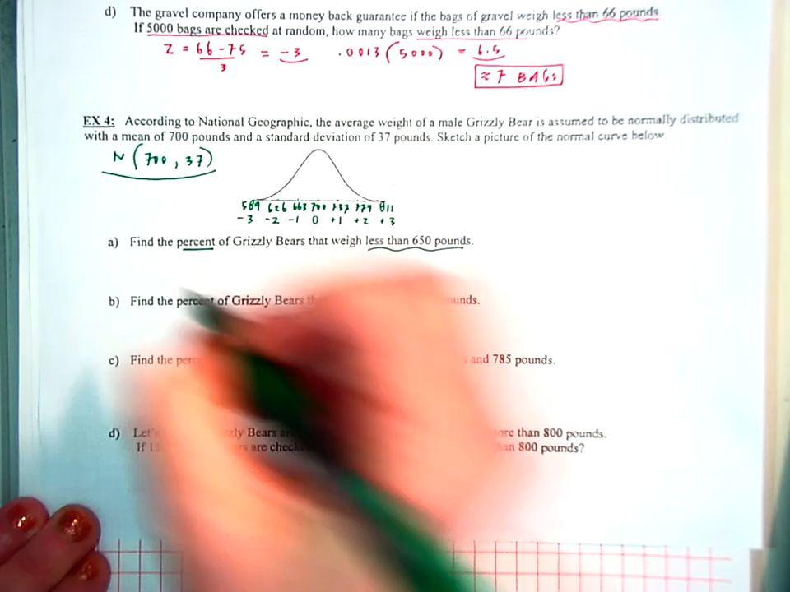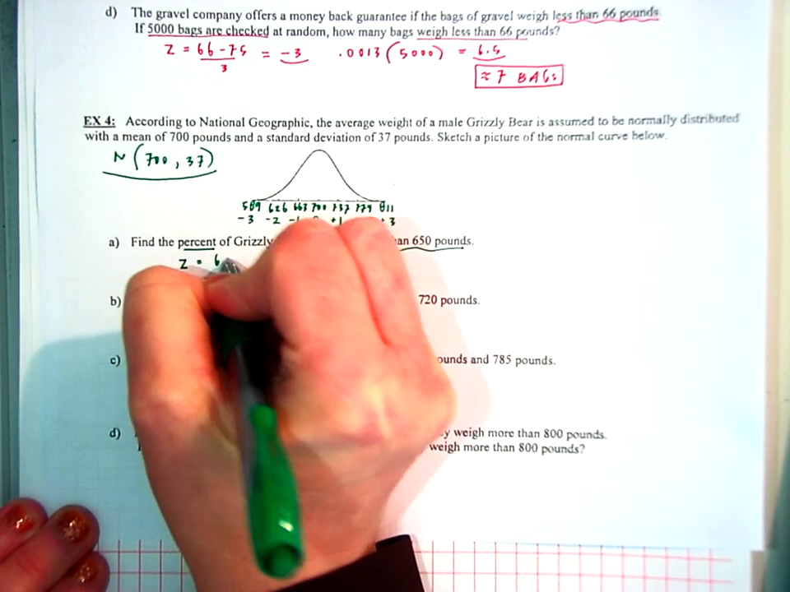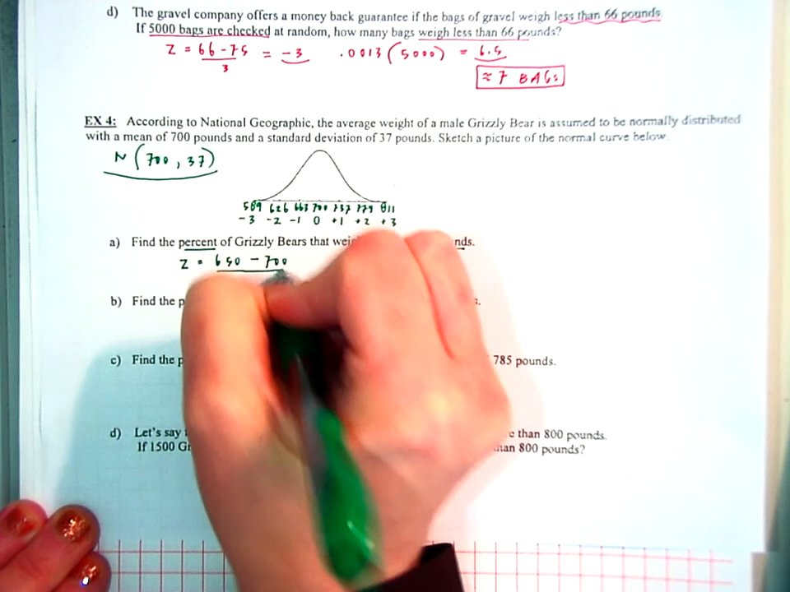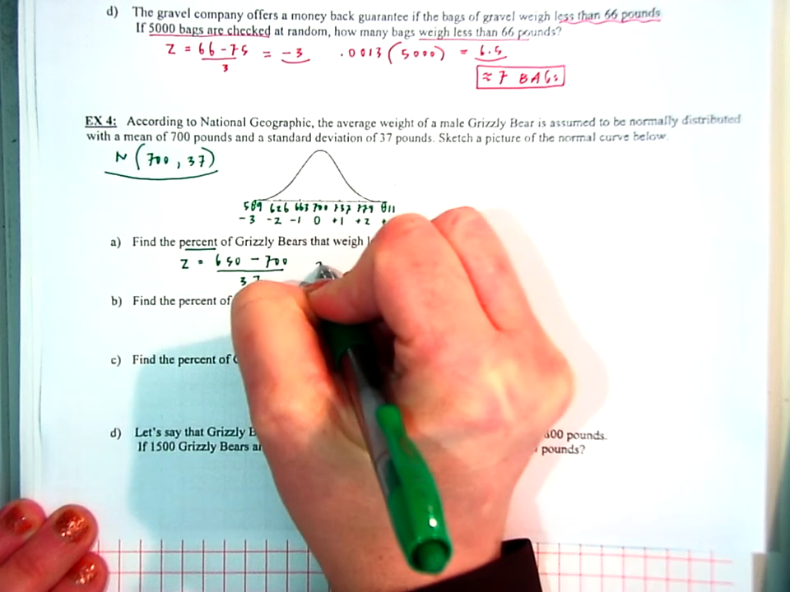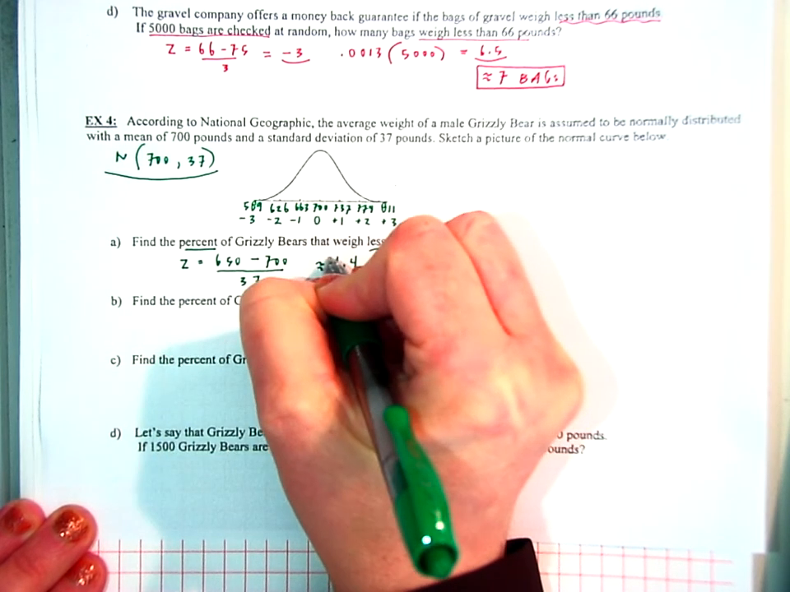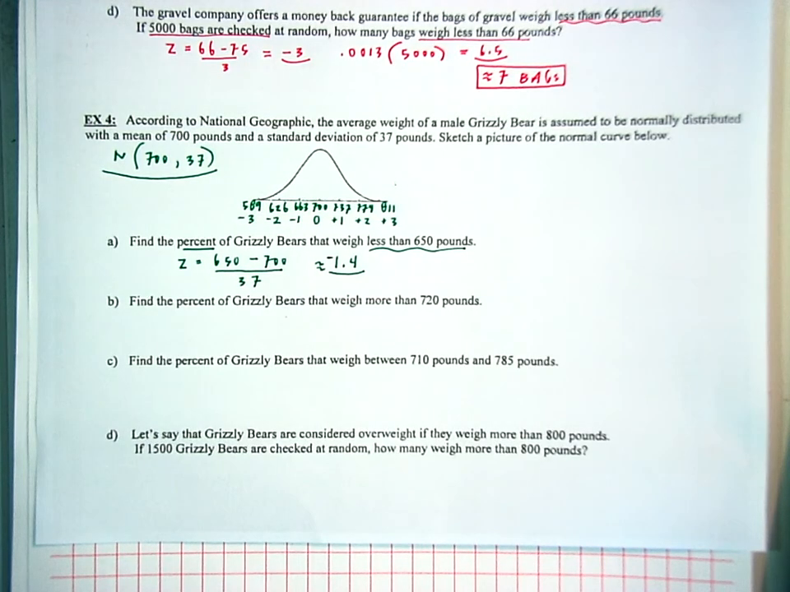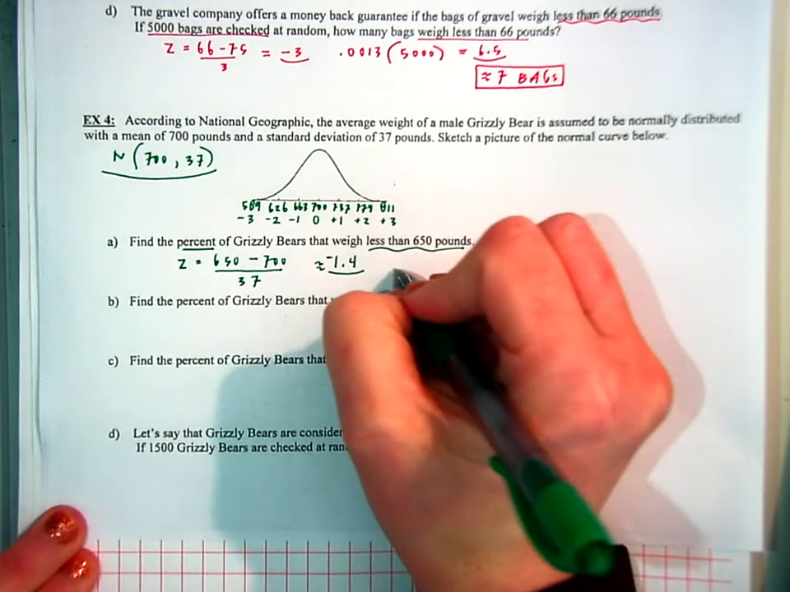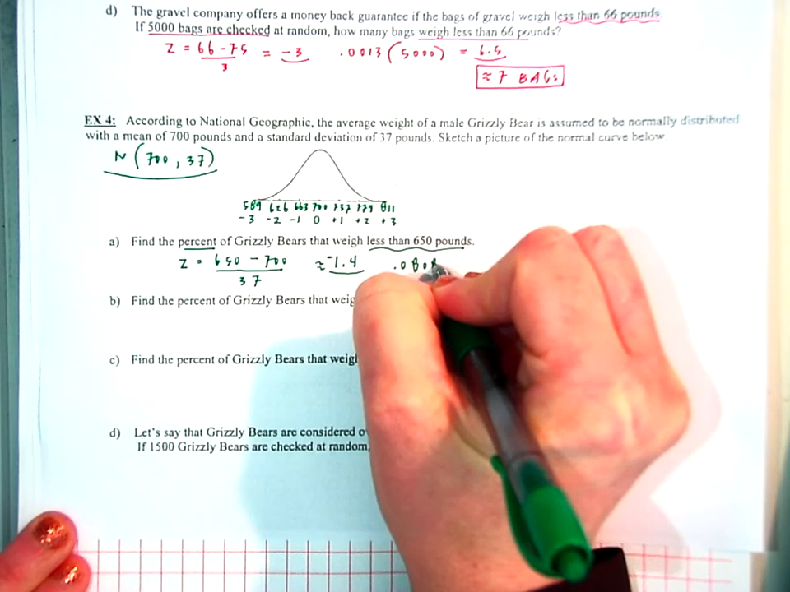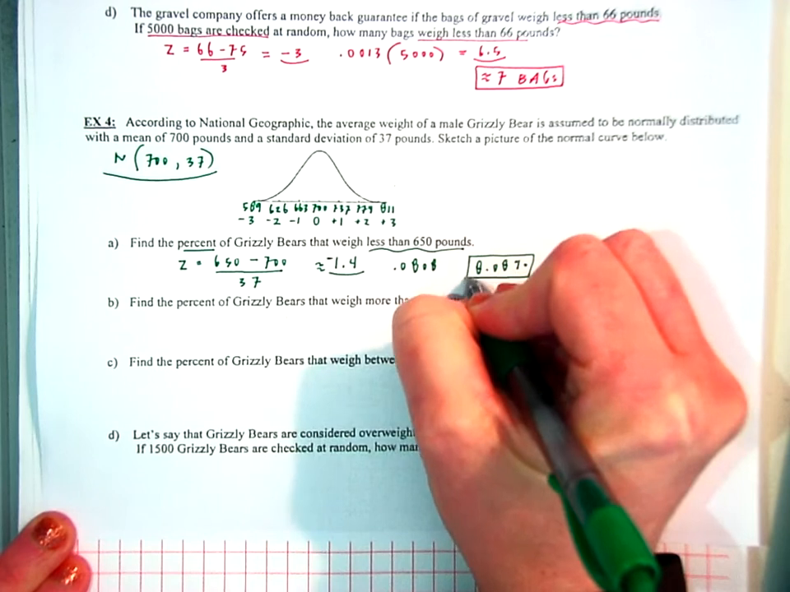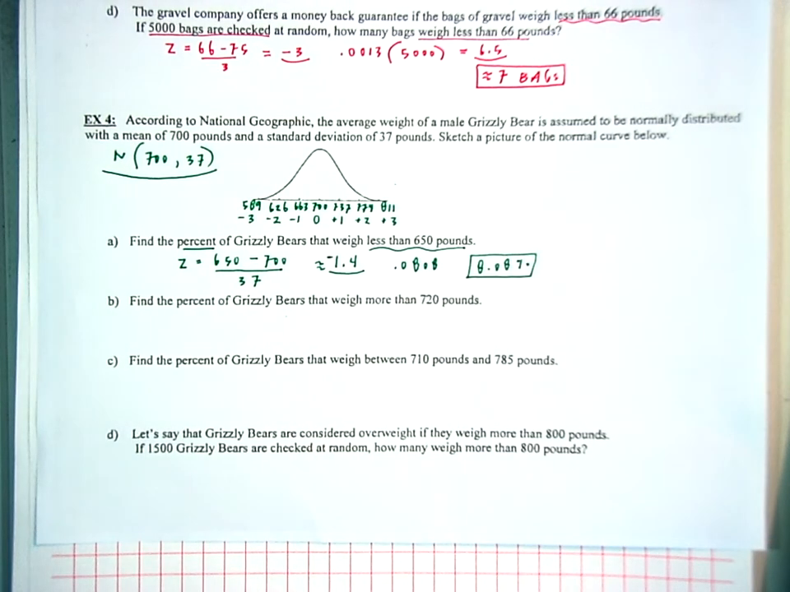I have to find the z-score first. I'm looking at the 650, that's my observation, minus my mean of 700, divided by my standard deviation of 37. So I get about negative 1.4. There's my z-score. If I go to my chart, the proportion below is 0.0808, so 8.08%. We'd expect 8.08% of male grizzlies to have a weight that's less than 650 pounds.